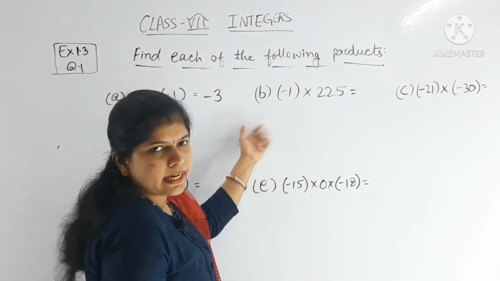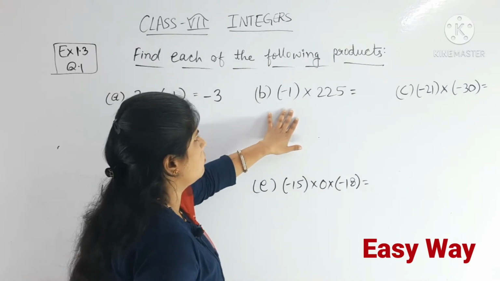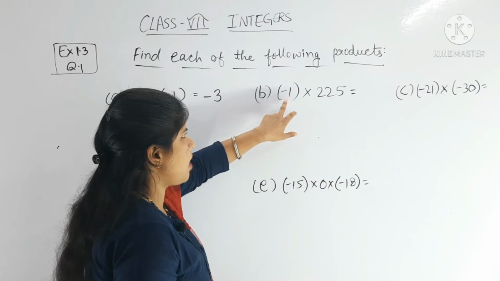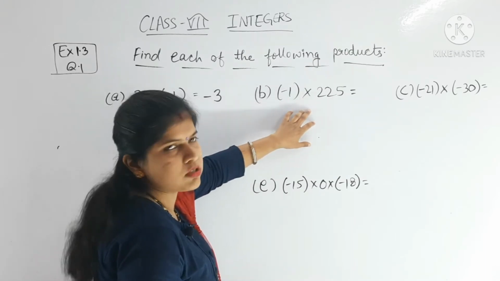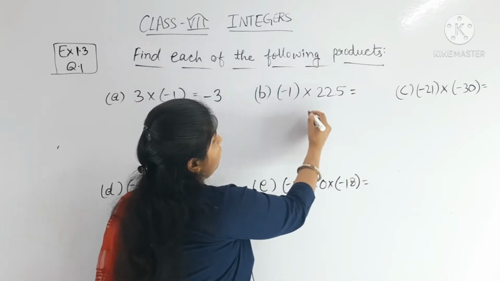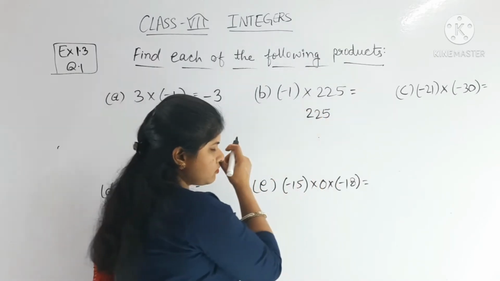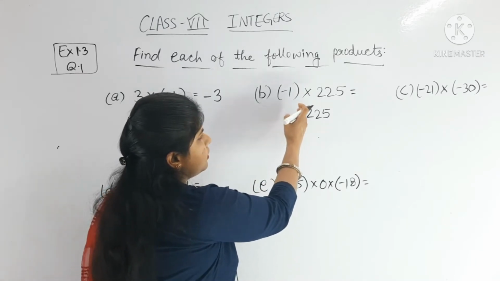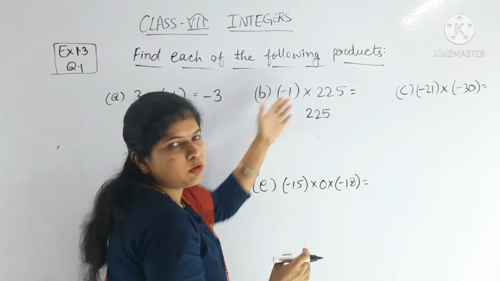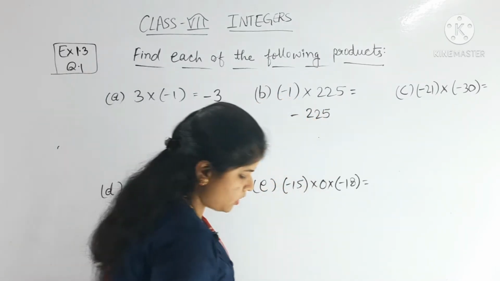Now come to the second part, that is the B part. 225 into minus 1. We have to see the rules, we have to see the mark, that is negative integer or positive integer, means minus plus is minus. So 225 into 1, we have to write first the answer, then we have to see the sign, that is negative or positive. Okay, so minus plus is minus. This is the answer for the B part.